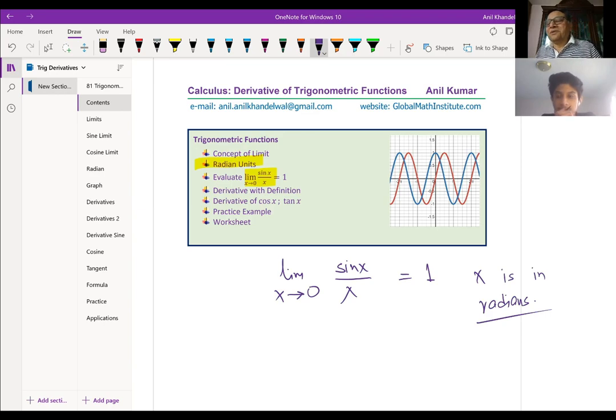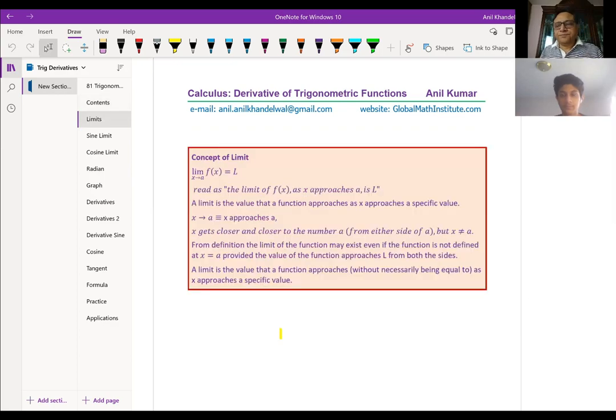Now, this particular limit is the base of all the derivatives, and therefore, we'll look into this while discussing. If you try sine x by x in degrees, you will not get the limit. It does not exist. So that's one thing. And then we'll look into how we find the derivative of these functions and relate them. So we'll have some practice questions based on that. So let's begin with the limit itself.